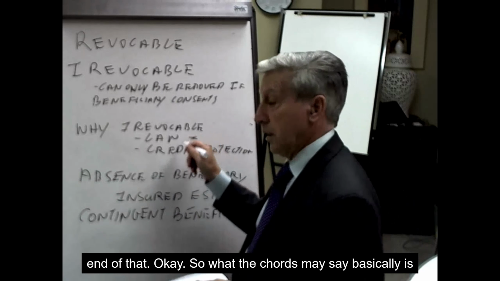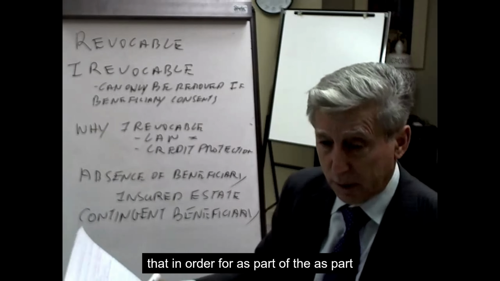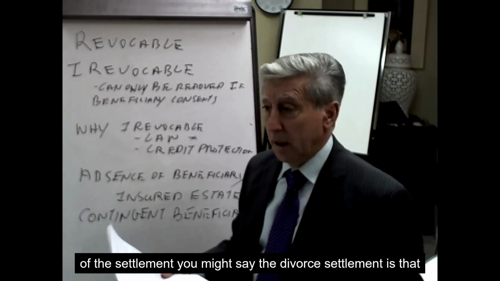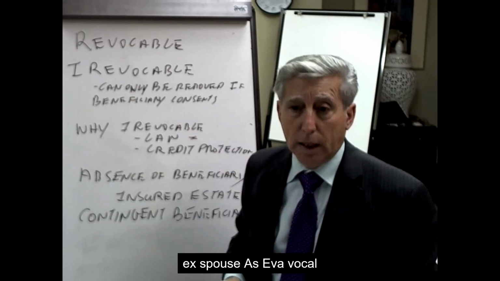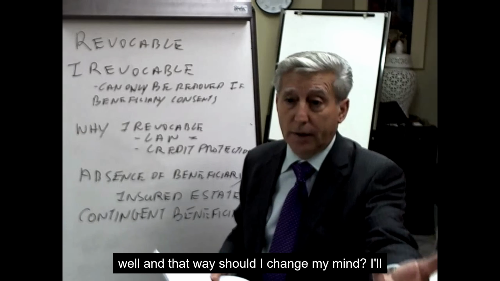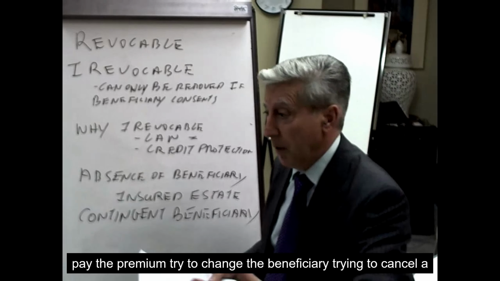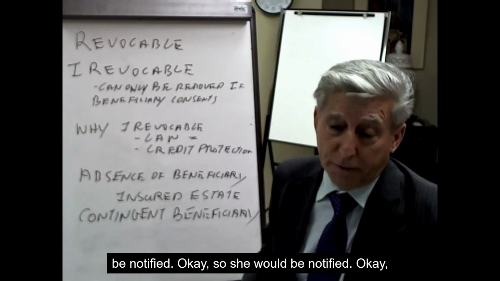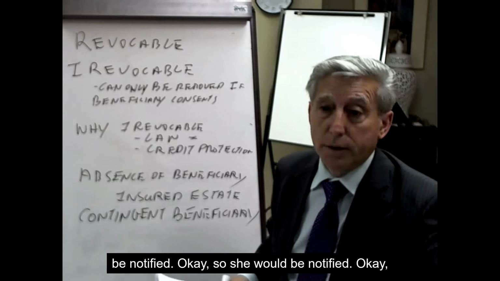So what the courts may say, as part of the divorce settlement, is that I would have to buy, let's say, $1 million worth of life insurance on myself and name my ex-spouse as irrevocable beneficiary, so that she has control of the policy as well. That way, should I change my mind, not pay the premium, try to change the beneficiary, or try to cancel the contract, all those kinds of things, she would be notified. So the insured is trying to change beneficiaries. Do we have your consent?